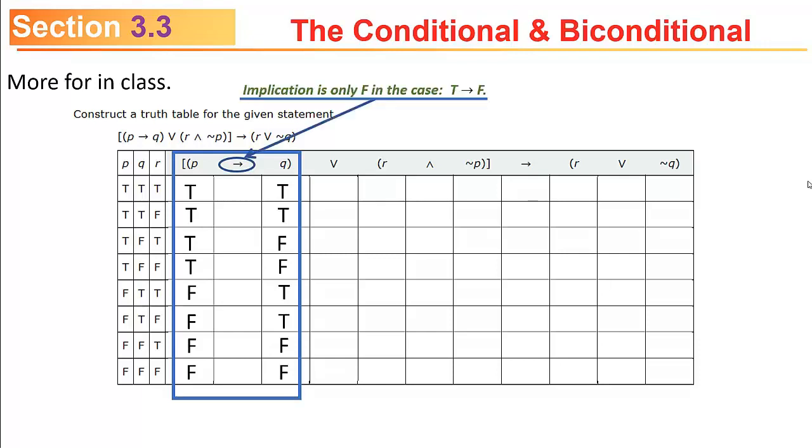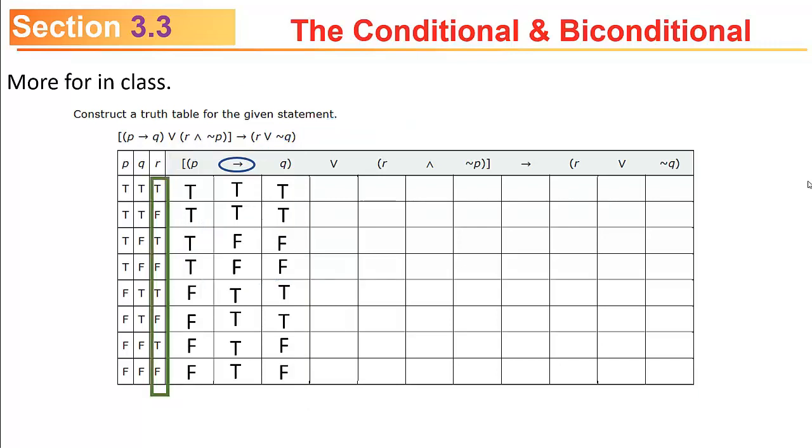Remember the implication, it's only false in the true implies false case. So I'm looking for true implies falses to turn to false. Otherwise it's true. So I just scan down through there and notice there are only two cases that give me true implies false. So I'm going to call those false. There aren't any more of those, so the rest of them are true.